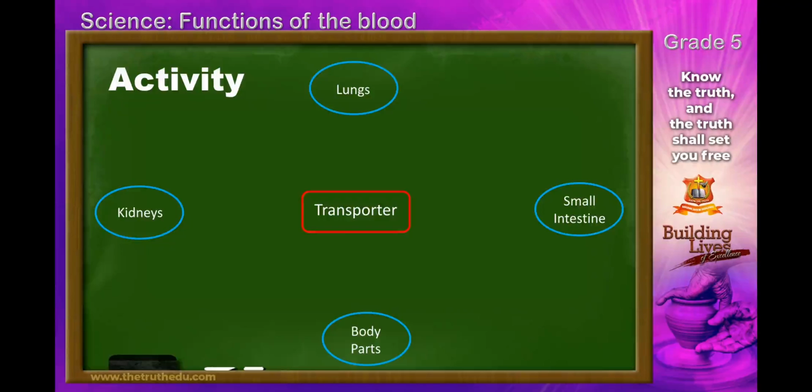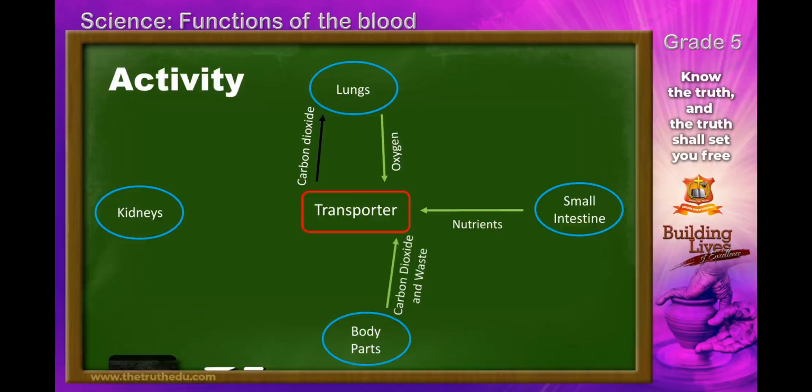For example, he gives a card named carbon dioxide to lungs and receives a card called oxygen, and then he goes to the small intestine and small intestine gives him nutrients. Then he goes to the body parts and the body parts give him carbon dioxide and waste while he gives them back oxygen. Then he goes to the kidney and returns the waste, and that is the circle.